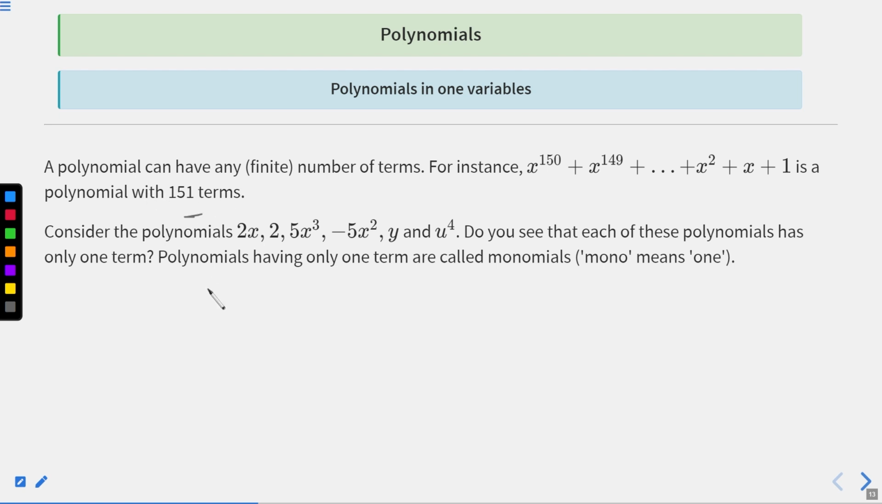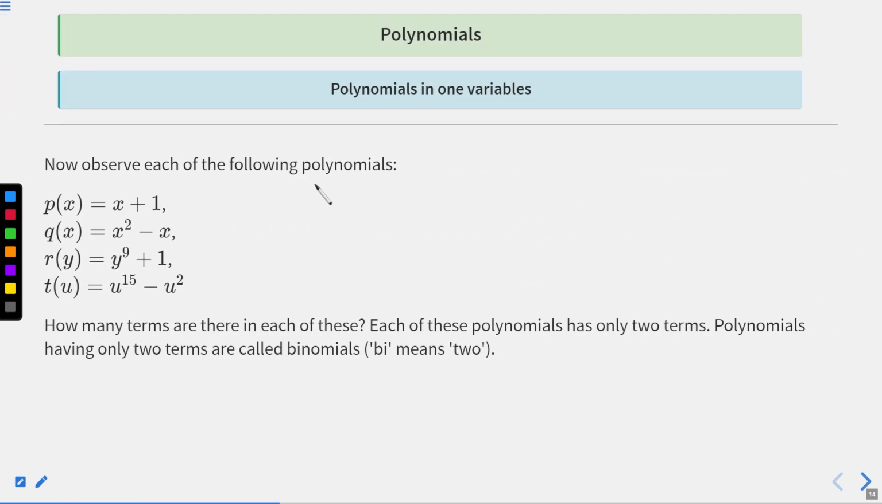Okay, so we consider the polynomials 2x, 2, 5x cube, minus 5x square, y, and u to the power 4. Do you see each of these polynomials has only one term? Polynomials having only one term are called monomials. Mono means 1. So these are all monomials.